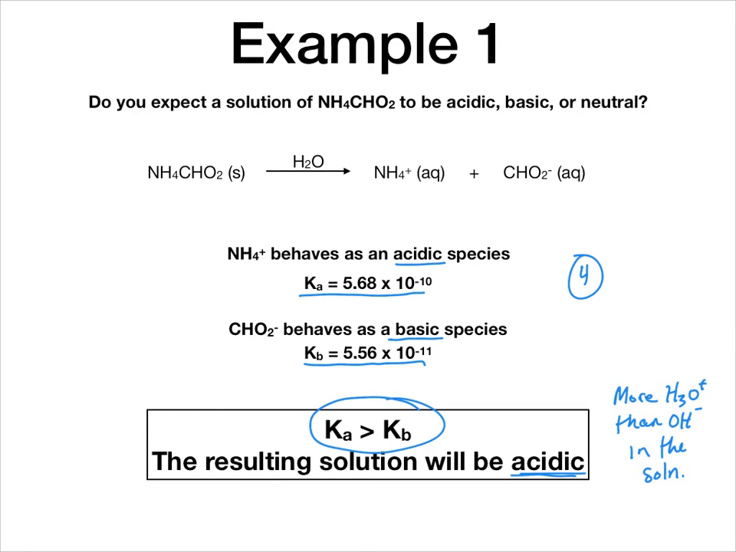Okay, so on the next page, I'm going to walk through another example for you, and show you another example of how we work through these problems whenever we have two weak species in solution at the same time.